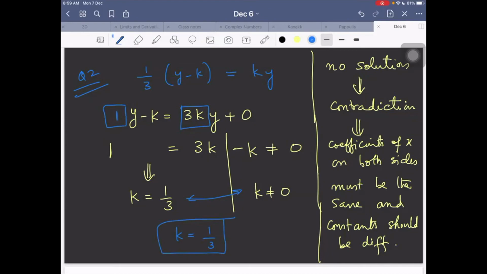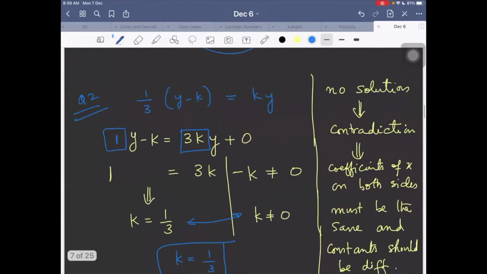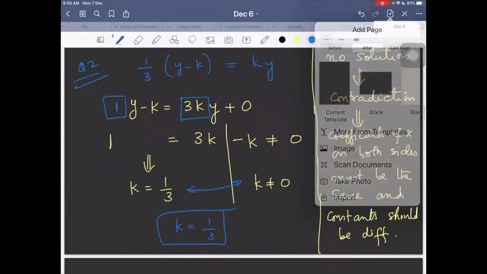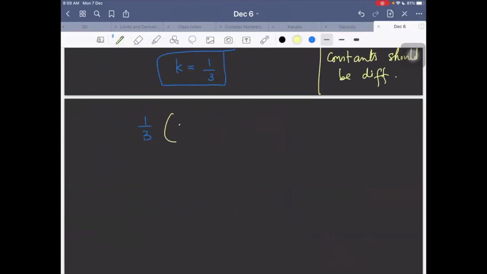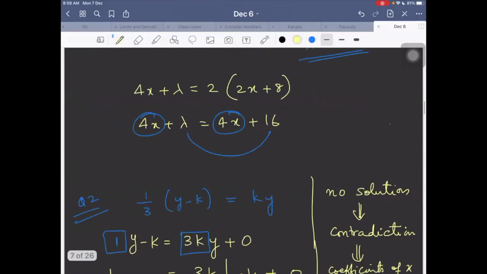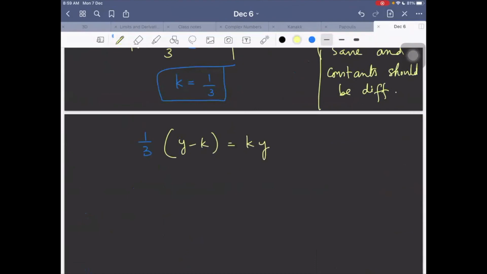Now let's do one more thing. Let's go back to the original question, substitute the value of k, and see that our case is true, that our answer is correct. So we have 1 by 3 into y minus k is equal to ky, and I'm going to substitute the value of k here. So this is 1 by 3 into y minus 1 by 3 is equal to 1 by 3y.